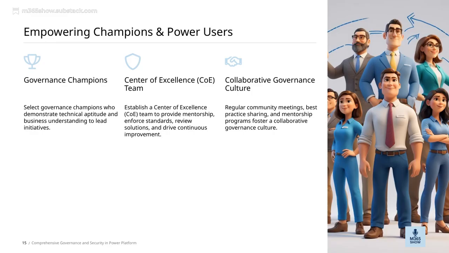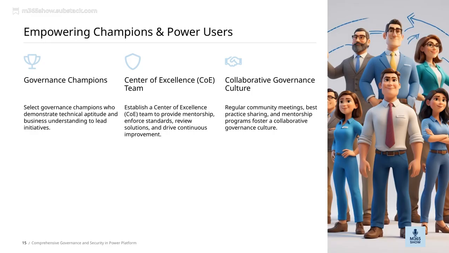Another important element is establishing a center of excellence, or COE. This team acts as the backbone of our governance efforts. They provide mentorship, enforce standards, review solutions, and continuously seek ways to improve our processes. The COE ensures everyone stays aligned and that our Power Platform solutions are secure, compliant, and effective.